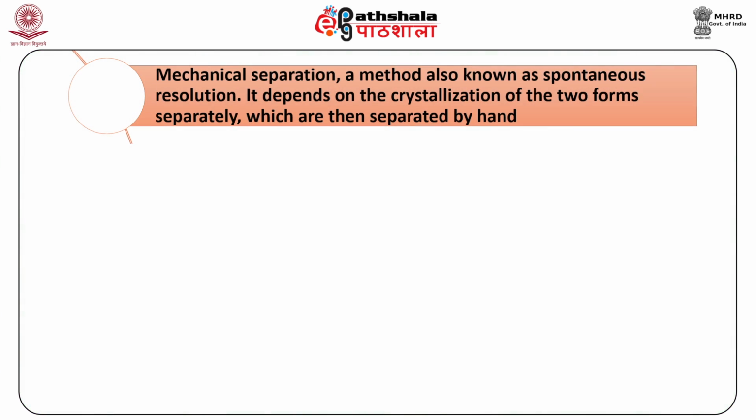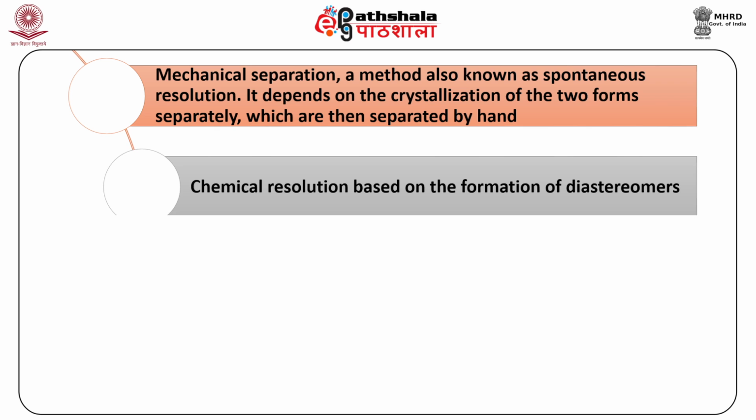Nearly all modern methods of resolution of racemates rely on the classical experiments carried out by Louis Pasteur about 150 years ago, in 1848. The basic resolution methods are developed in and around the experiments carried out by Pasteur. Firstly, the mechanical separation, a method also known as spontaneous resolution. It depends on the crystallization of the two forms separately, which are then separated by hand.